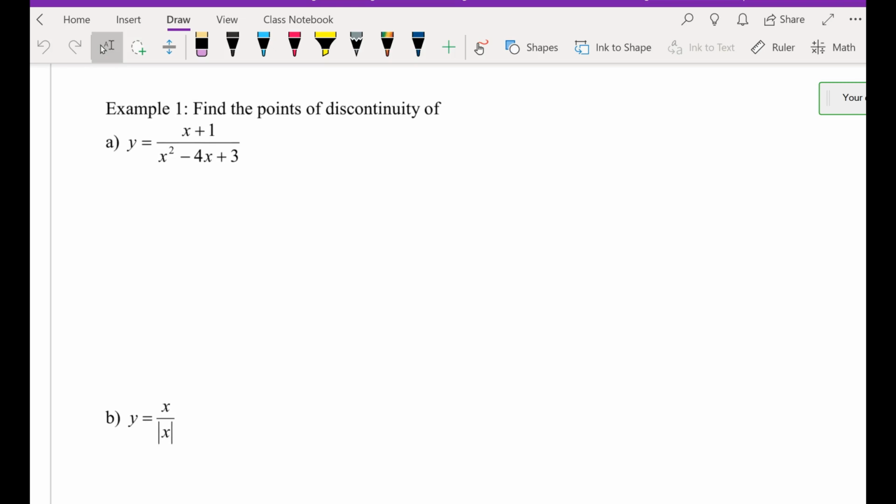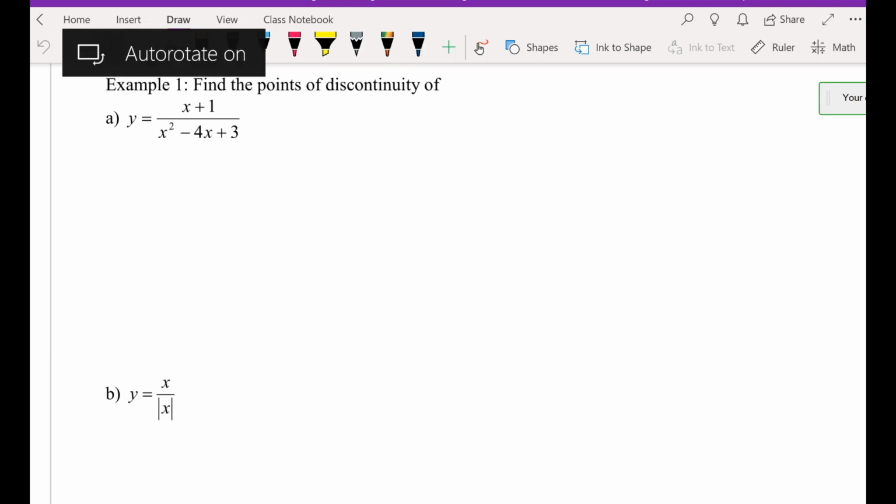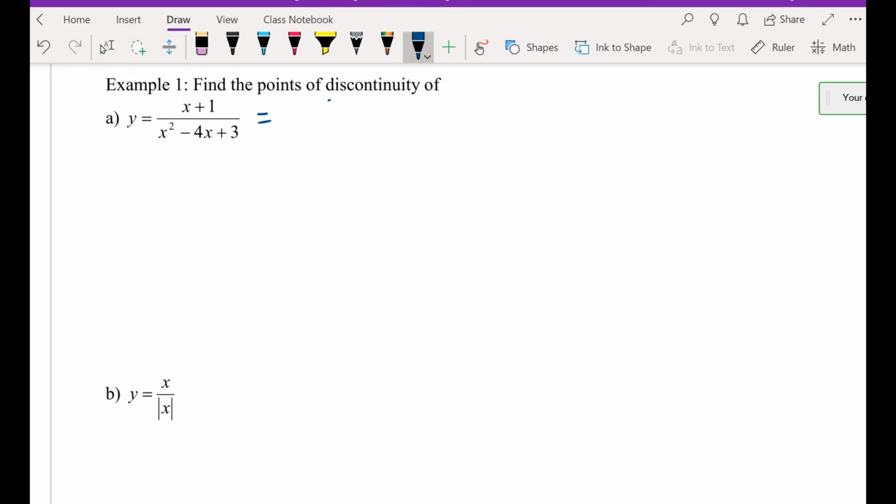Example 1, find the points of discontinuity of 3a, b, and c. So here we go. First one, y equals x plus 1 all over x squared minus 4x plus 3. What are you going to do there? Factor, yep. So factor that out. On the top, we can't factor any further. How about the bottom? What are the factors? X minus 3 times the quantity x minus 1. Beautiful.